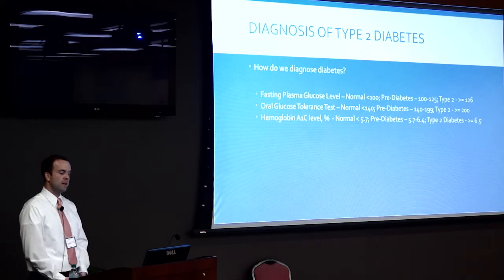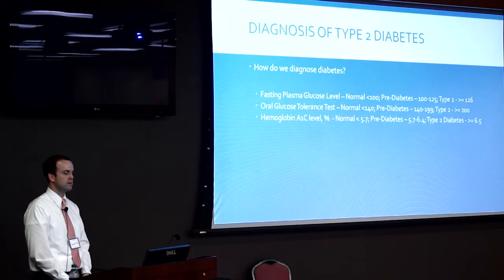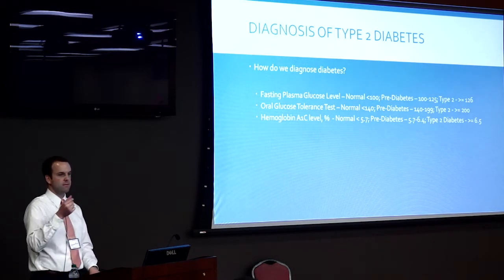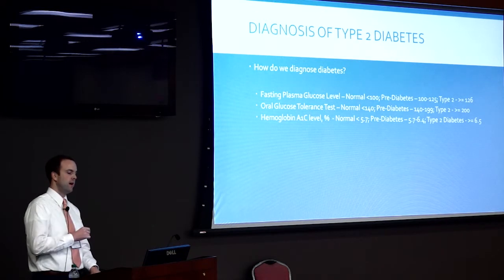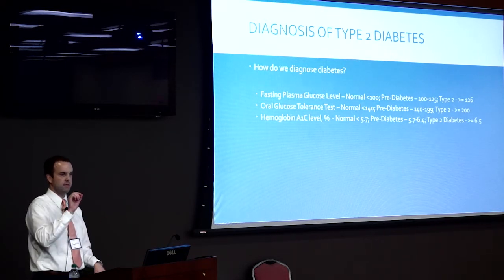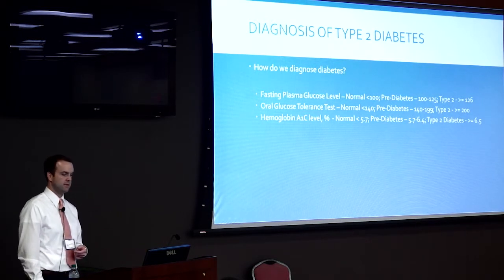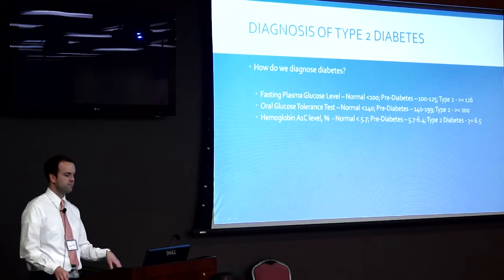So the oral glucose tolerance test is actually not used as much anymore with the advent of the hemoglobin A1C, but it's still used. Basically, you take a little shot of glucose, a little shot of sugar, also in a fasting state. It's 75 grams. You drink it, then 2 hours later they check your blood sugar. And then same situation, you have type 2, you're diabetic at over 200.